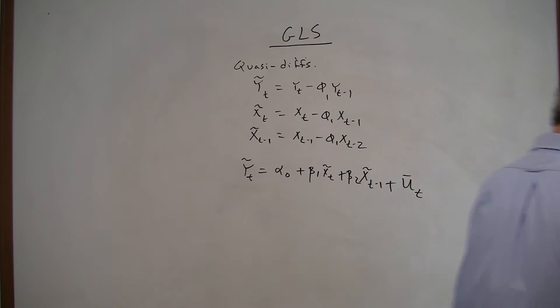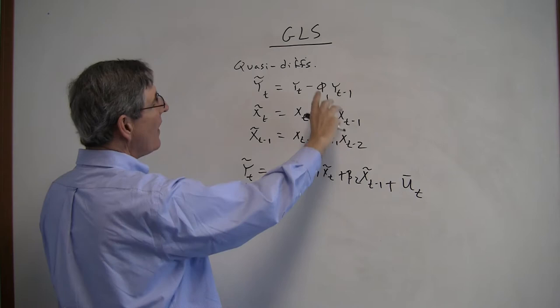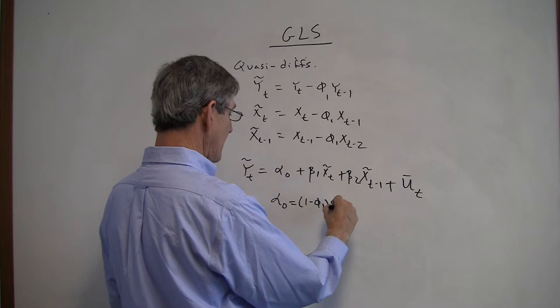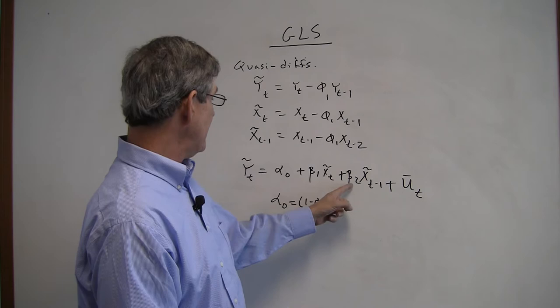So if we could do these transformations, and if we had an estimate of phi 1, we could, and we'll talk about how to get that estimate in a little while, run this regression. This alpha naught is equal to 1 minus phi 1 times beta naught. So you don't actually get beta naught from this quasi-difference regression, but you would get estimates of the beta 1 and beta 2, the dynamic multipliers, which is usually what you're interested in.